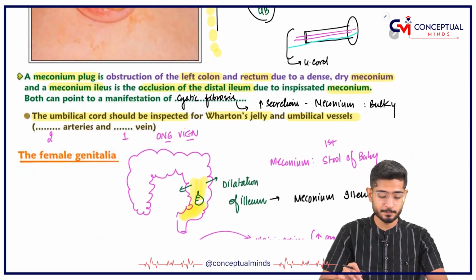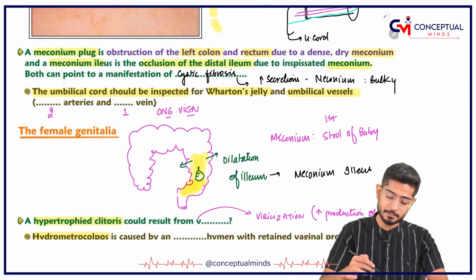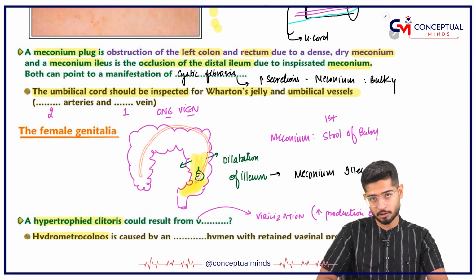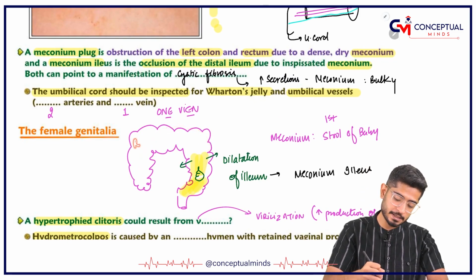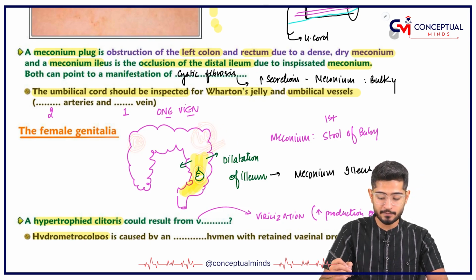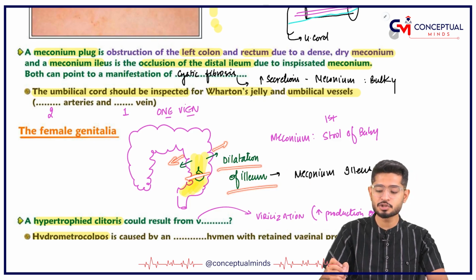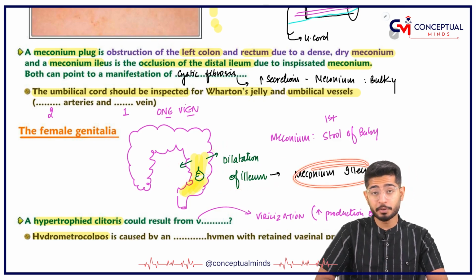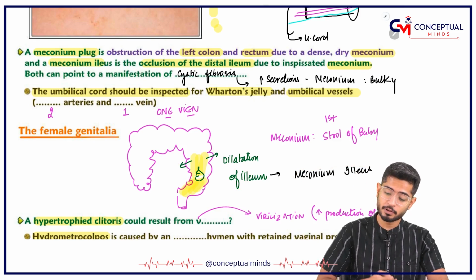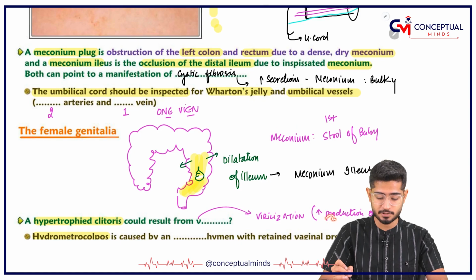Coming on to meconium plug. Now what is meconium plug? For example, this is the colon which I have tried to show you. This is the right side of the colon, this is the left side of the colon, and for example, meconium is getting lodged in the left side of the colon. It causes the ileum to dilate, and this is called meconium ileus. What is meconium? Meconium is actually the first stool which is passed by the baby.